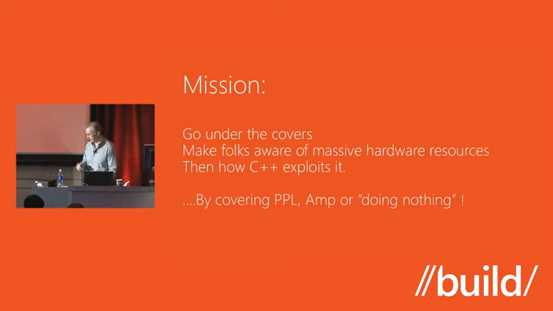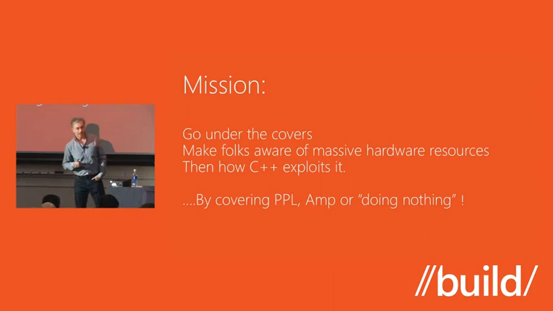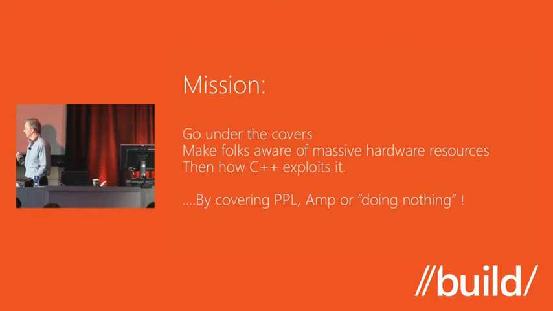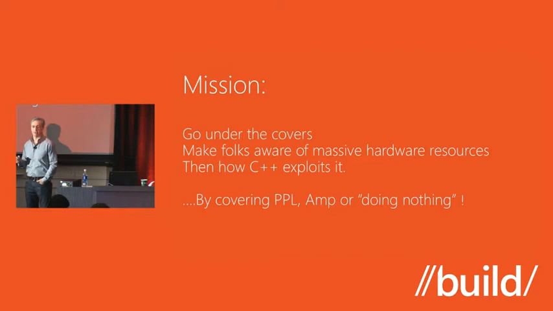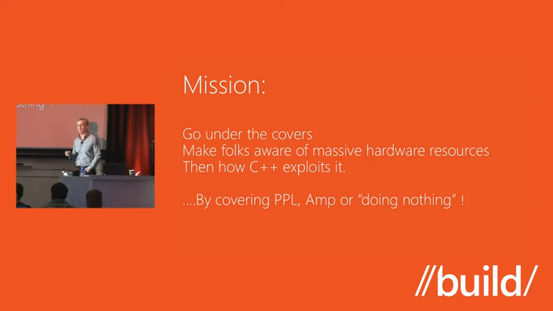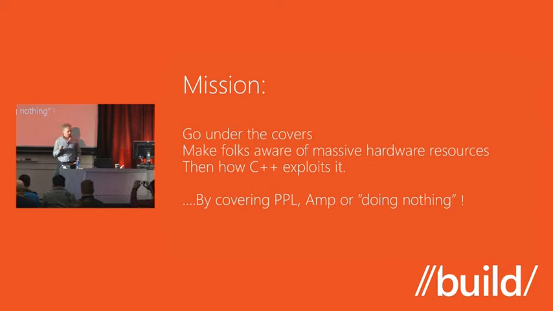So they asked me to write a mission for what the talk was going to be about. And this is what I wanted to really get across. It's really important to go under the covers to take a look at the hardware that's out there today and really understand it so that when you're programming, you understand what there is to exploit. And once you understand that, you'll understand how important the tools are that we're providing for you in Visual Studio 2012. So basically, we're going to span a continuum of the tools. We'll look at PPL, we'll look at AMP, or basically, we're going to look at how you can do nothing. And that's basically using the C++ compiler, the new one that we're putting out right now that has auto vectorization and automatic parallelization.